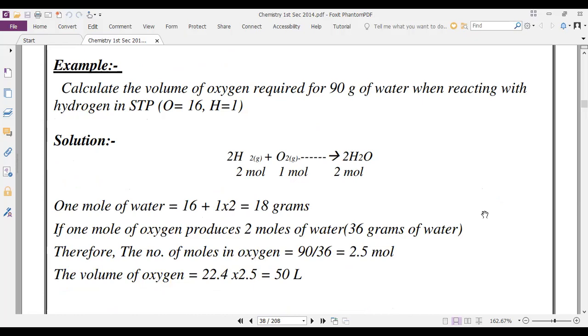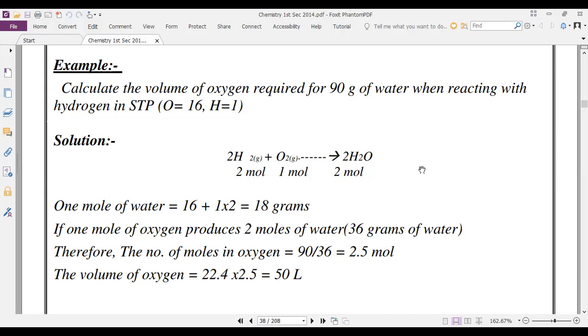So, solution. We must write the main equation: 2H2 plus O2 produce 2H2O. So try to calculate it. 2 moles of hydrogen plus 1 mole of oxygen gas will produce 2 moles of water. Any problem? 2 moles of hydrogen gas react with 1 mole of oxygen gas to produce 2 moles of water. There is no problem.